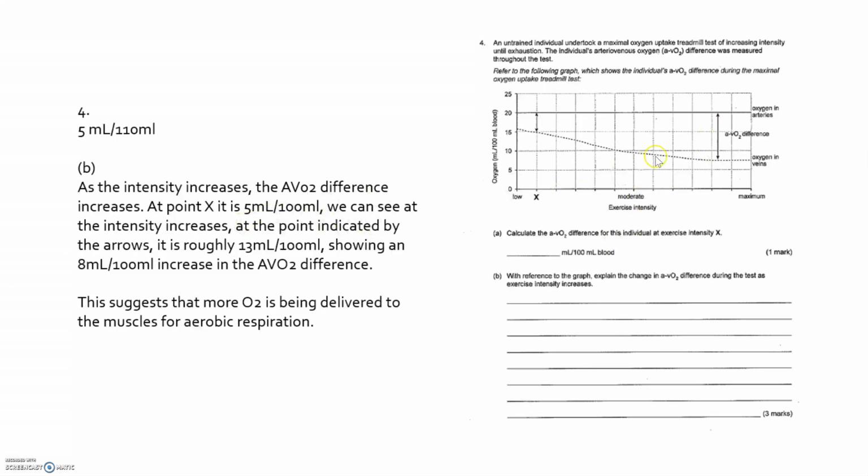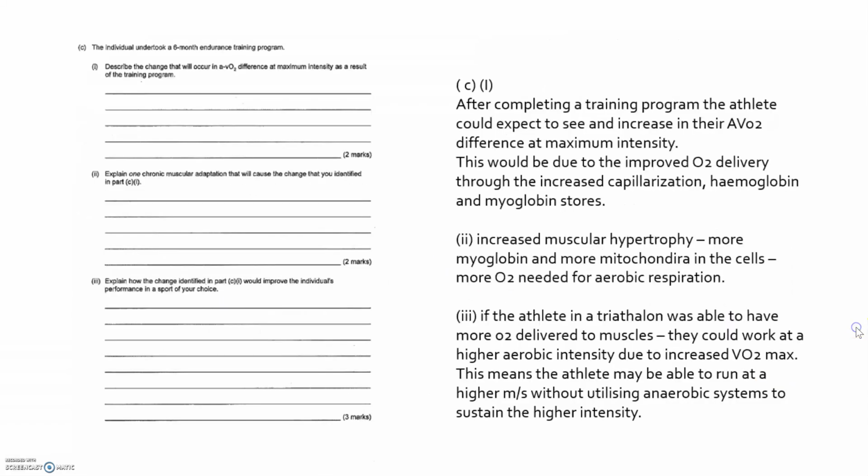Then using data off the table: as the intensity increases, the AVO2 increases. At point X here, the difference is 5. We can see as the intensity increases, the point indicated by the arrow here is roughly 13, showing an 8 mil per 100 mil AVO2 difference. This suggests that more oxygen is being delivered to muscles for aerobic respiration. All right, knowledge of the content and reading the graph, 3 marks.